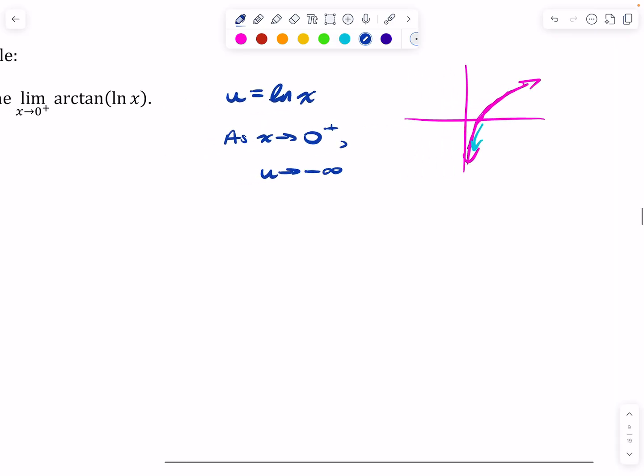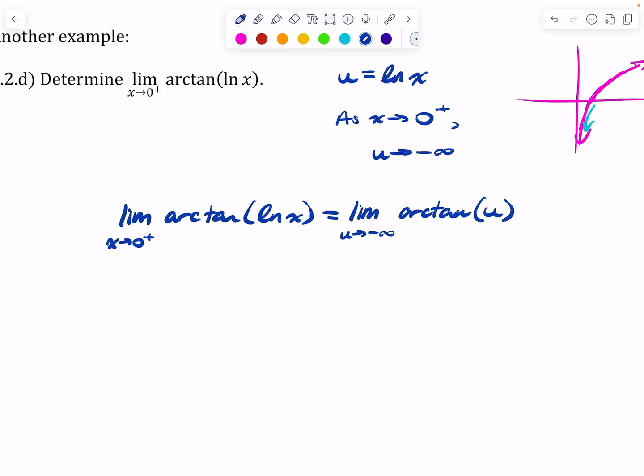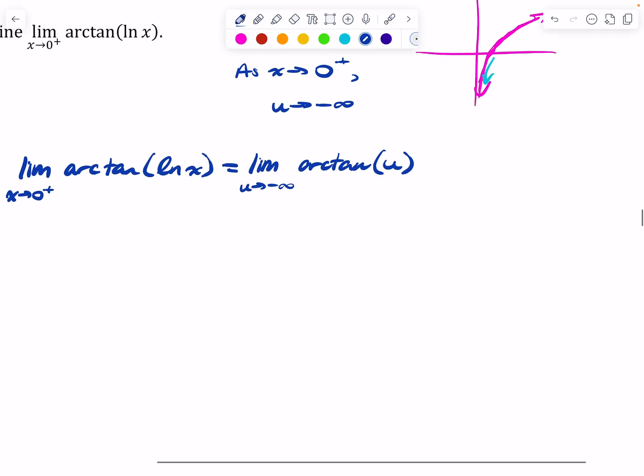Rewriting my limit then, arctan of ln of x. This is equal to the limit. So as x goes to 0 from positive land, u is just straight up heading towards negative infinity. And we're taking arctan of ln x, but ln x is u. And now we need to figure out what this value is.